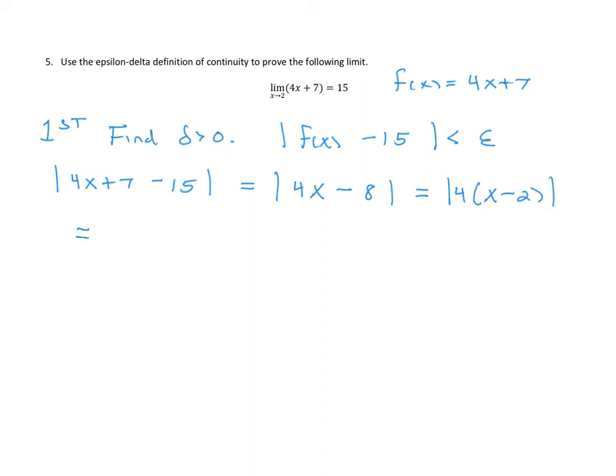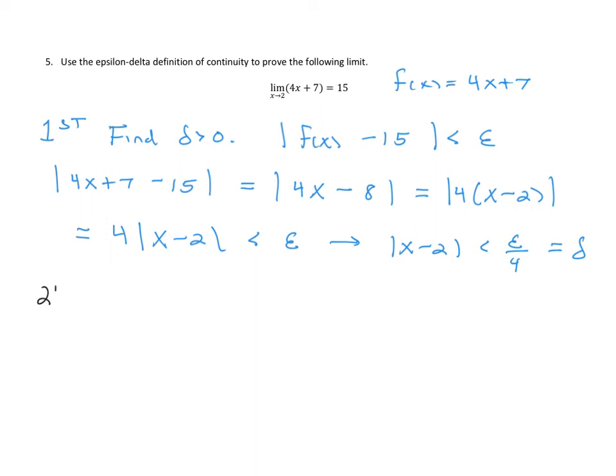We can break this apart as 4 times the absolute value of x minus 2. And this is a thing that should be less than epsilon. Since our limit is approaching 2, I wanted to see an x minus 2 in absolute value, and I have it. And if you want to solve for this thing, you could divide by 4 over to this side. So I know we want the absolute value of x minus 2 to be less than epsilon over 4, and that's going to be our choice of delta.